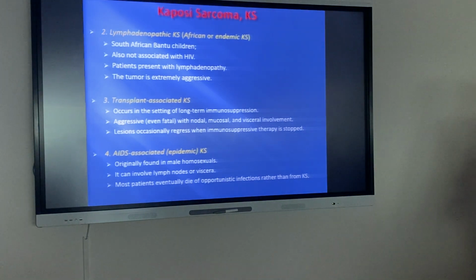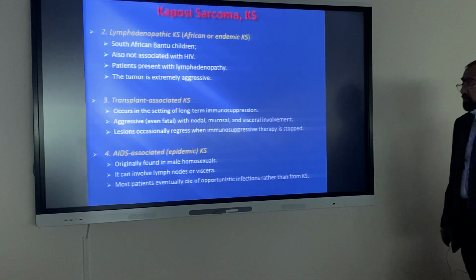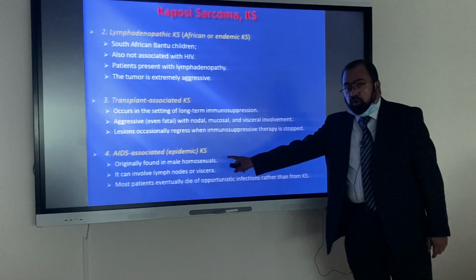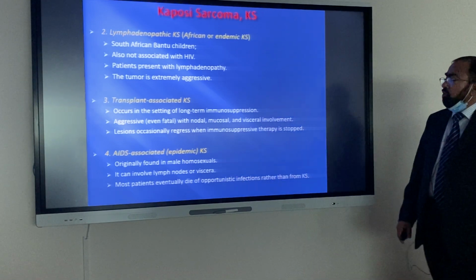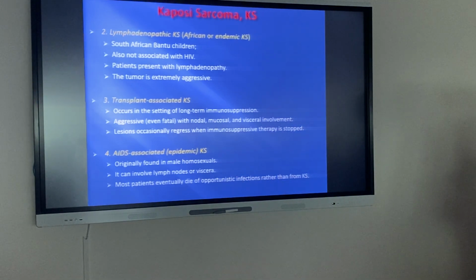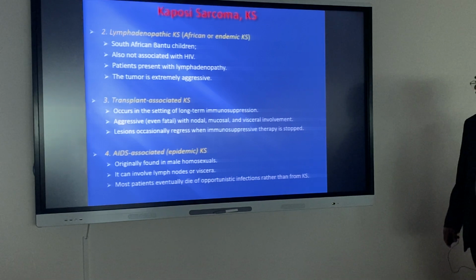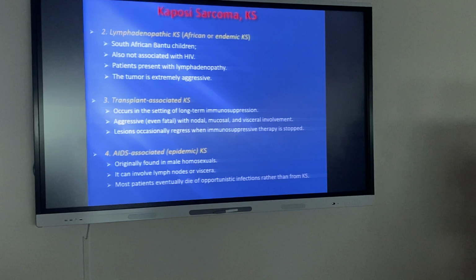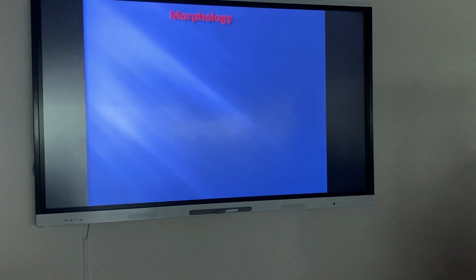Finally, AIDS associated. Those patients who had AIDS, originally found in male homosexuals, it can involve lymph nodes and viscera, and most patients eventually die of opportunistic infection rather than Kaposi sarcoma. So Kaposi sarcoma does not kill, but the opportunistic infection usually kills these patients.